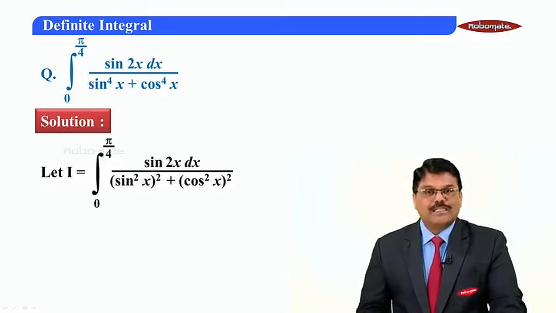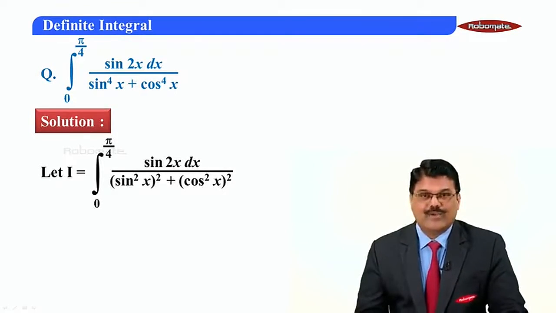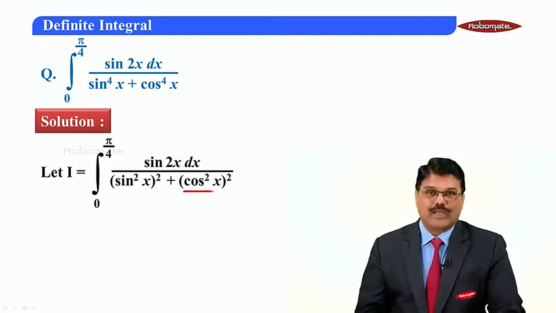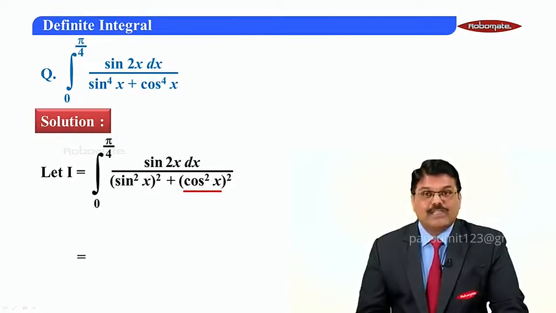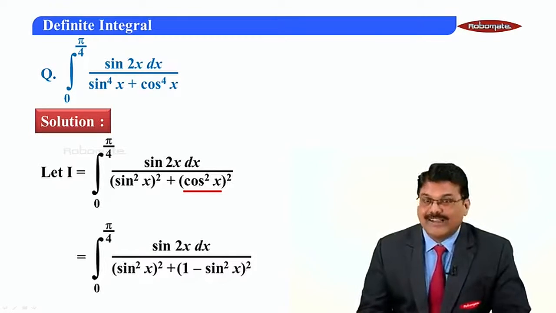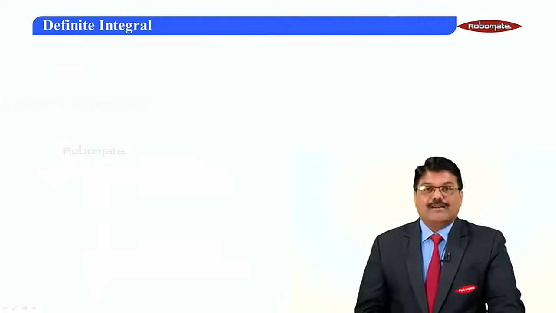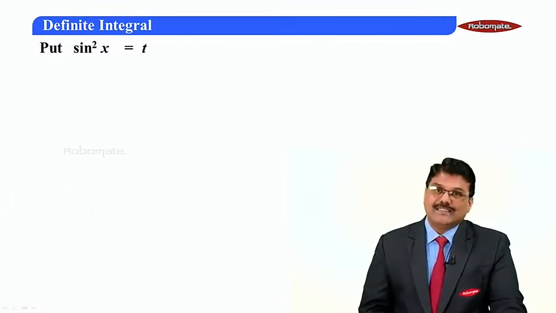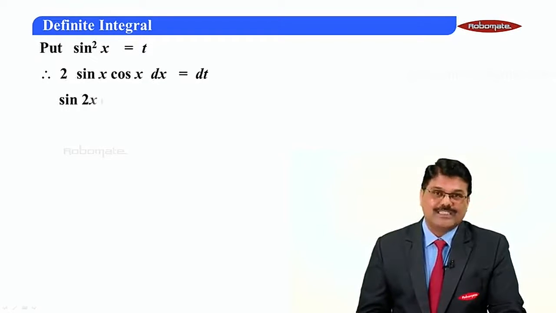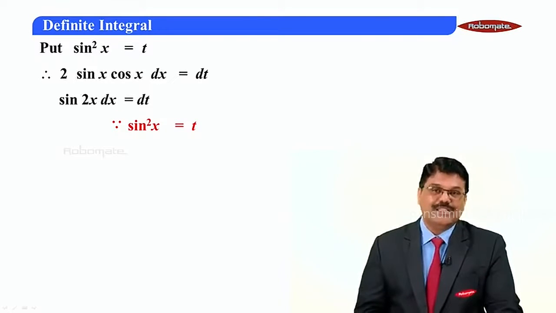Now, instead of this sin x raised to 4, we can write it as (sin square x) the whole square. Whereas cos x raised to 4, we can write it as (cos square x) the whole square. Now, in the next step, instead of cos square x, I'll convert it in terms of sine by using the identity. That is 1 minus sine square x, right? Now, here we will consider sine square x as t. Differentiate with respect to x, we'll get 2 sin x cos x dx is equal to dt. That is sin 2x dx is equal to dt.